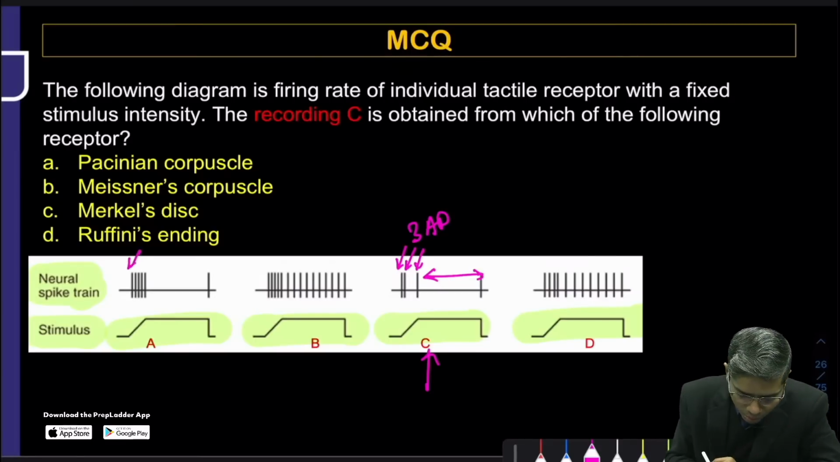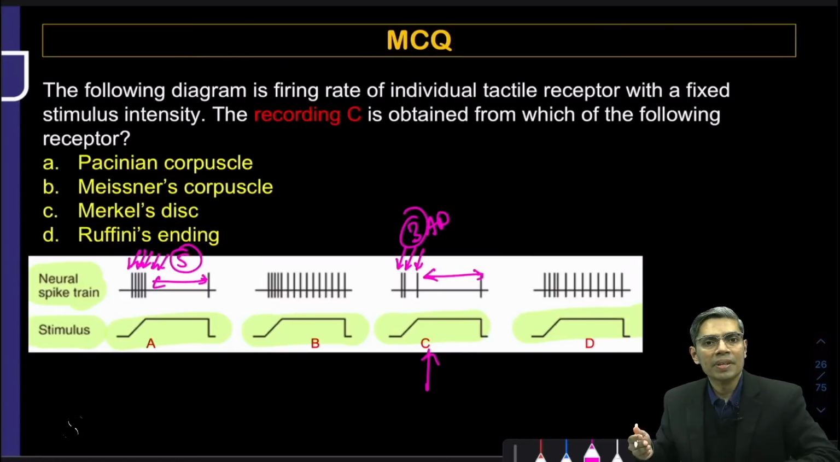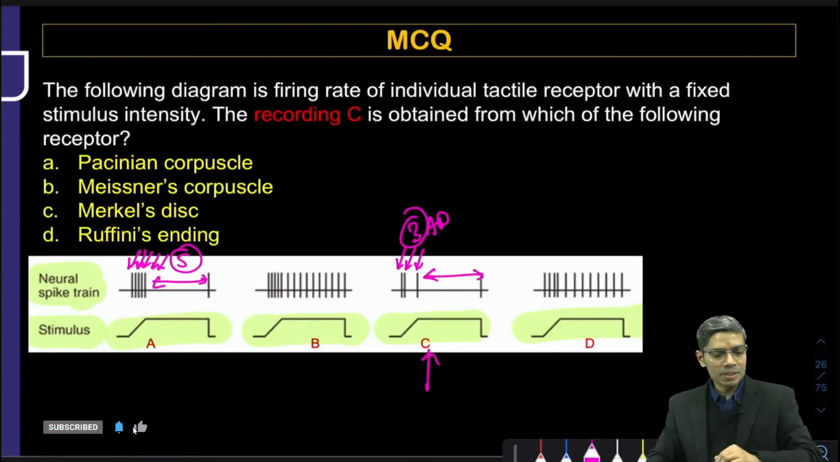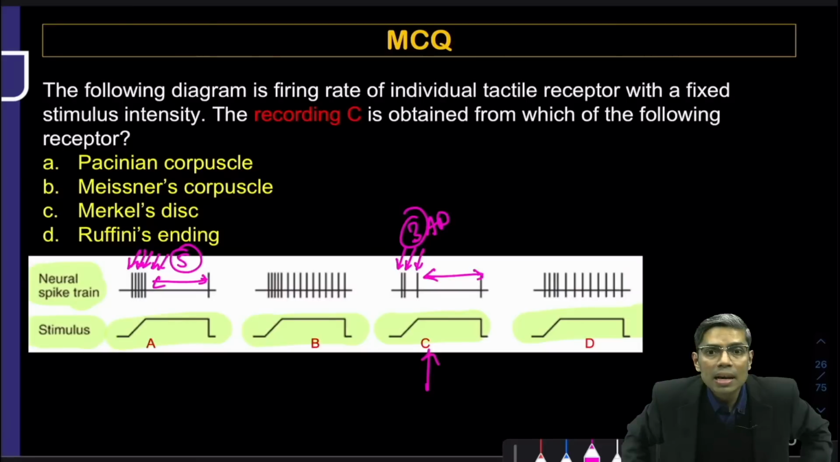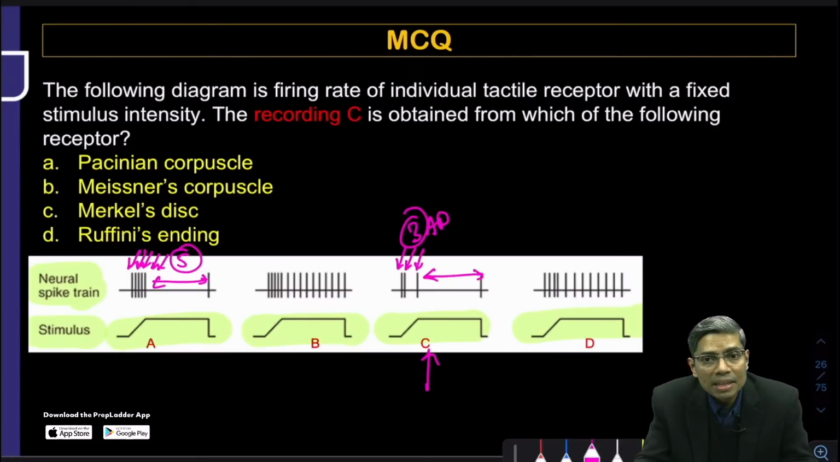If I count here 1, 2, 3, 4, 5 and then adaptation. So here 5 then adaptation, here 3 then adaptation. So which one is the more rapidly adapting receptor, C or A? What will be your answer? Which is the most rapidly adapting in this receptor in this diagram? You just count the action potential number, okay. If it is disappearing quickly, then that is a rapidly adapting receptor.